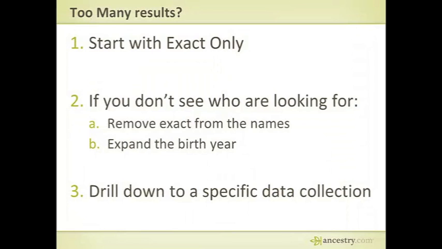If you're seeing too many results, I recommend that you start with exact only. If you don't see who you're looking for after you choose exact only, then you can try and loosen up the requirements a little bit. First, remove exact from the names. This will take care of variations that you might see in different records. If that doesn't work, expand the birth year. Birth years were often written down wrong, so by giving a range instead of just 1 year, you'll return a few more records. Then, focus on one data collection at a time to make it easy on yourself. Drill down to a specific data collection, and you should be able to find who it is you're looking for.